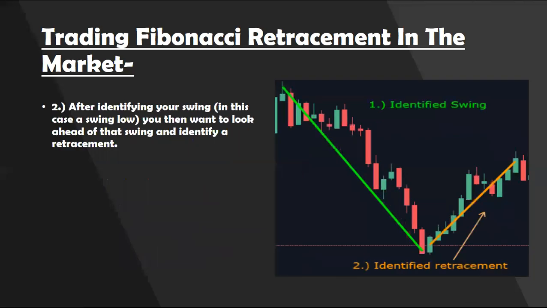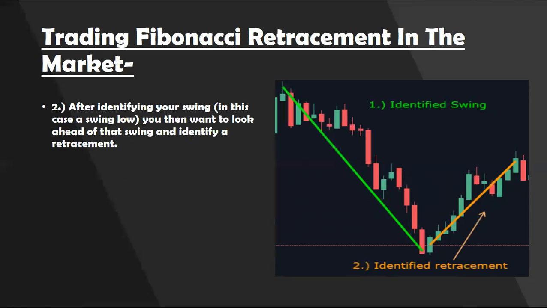Second step, after you identified your swing, in this case a swing low, you then want to look ahead of that swing and identify a retracement. Okay, so we have our swing low, and we've identified the swing because we have little to no retracement. And now ahead of the swing, we see a big retracement.